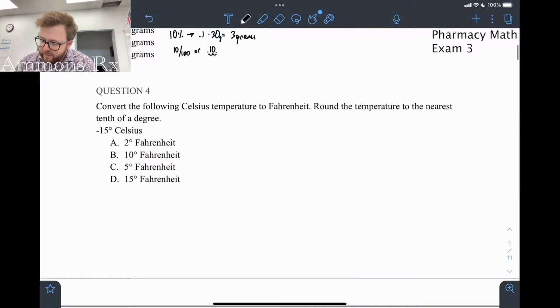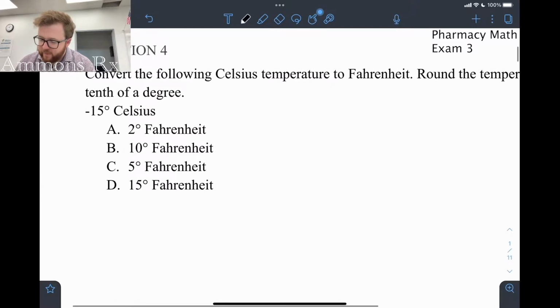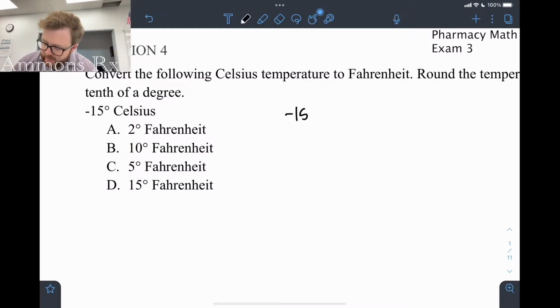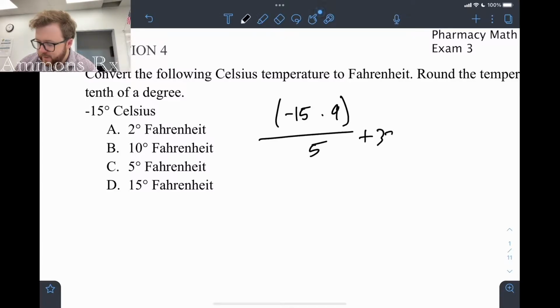We're going to convert this to Fahrenheit. Just remember that our formula for Celsius to Fahrenheit is our temperature in Celsius, so 15, times 9 divided by 5, and then we need to add 32 to it. So we have 15 times 9 divided by 5 plus 32. And I get 59 degrees Fahrenheit.